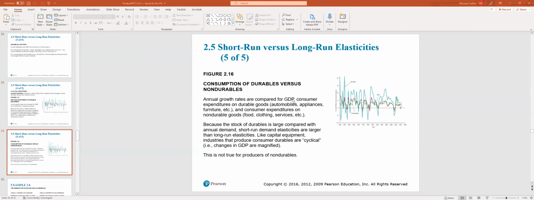Annual growth rates compared for GDP, consumer expenditures on durable goods (autos, appliances, furniture), and consumer expenditures on non-durable goods (food, clothing, and services). Because the stock of durable goods is large compared to annual demand, short-run demand elasticities are larger than long-run. Like capital equipment, industries that produce consumer durables are cyclical, i.e., changes in GDP are magnified, right?